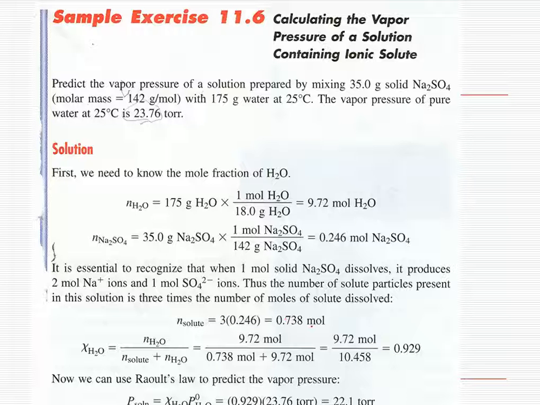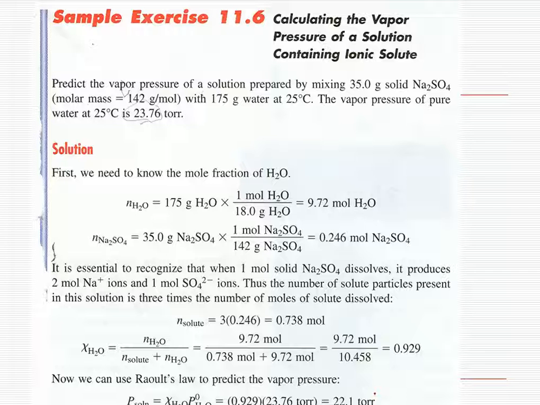So this is actually the number of moles of particles of that solute in that solution. And so that's actually going to go into our denominator. I kind of misspoke earlier. So we're actually taking the 9.72 plus the moles of our solute, the number of particles we've got present there in terms of moles, and that'll be our denominator. So our mole fraction for water is 0.929. And then we just plug that into our Raoult's law using the vapor pressure of water and then the mole fraction of water, and we find out our new vapor pressure is 22.1 torr.